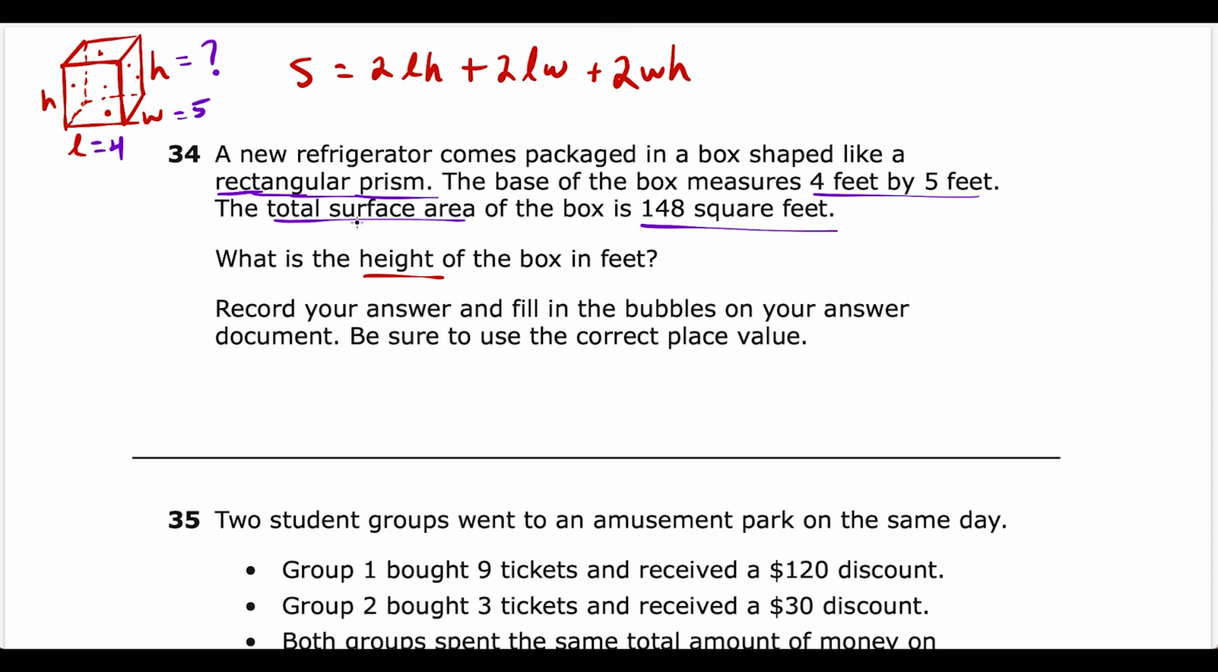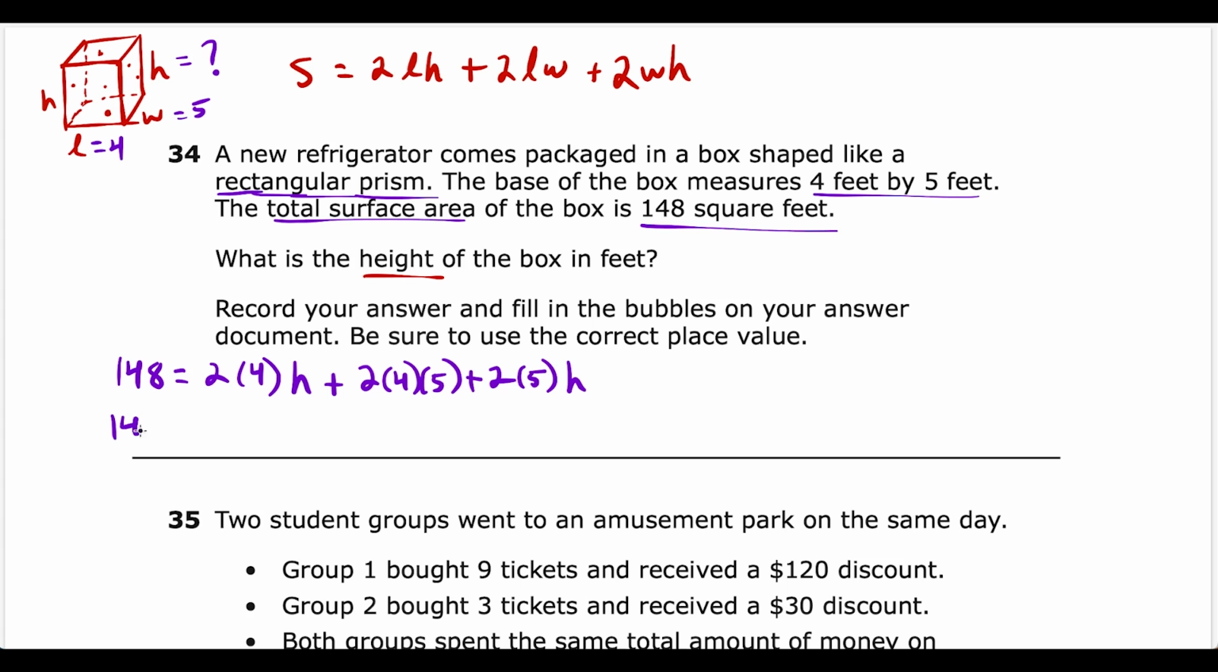So now we just plug in the surface area is 148 square feet. And this is equal to 2 times the length times height. Well, the length is 4. The height is what we're looking for, so we'll just tack on an h. And then we have plus 2 times the length times width. And the length is 4. The width is 5. And then we have plus 2 times the width times height. And the width is 5. And the height is what we're looking for. So that's the variable that we're trying to solve.